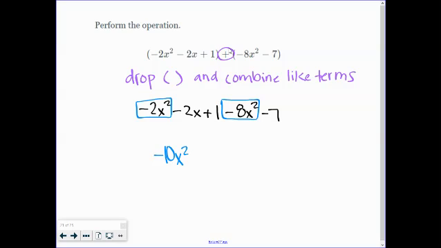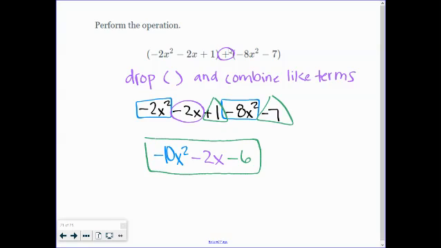Now I'm going to find all the x's and put a circle around those. Well, I only have negative 2x, so that just gets brought right down. And then lastly, let's say put triangles around any numbers. I've got 1 and negative 7. Those are going to combine and give me negative 6. Okay, that's all I have to do.